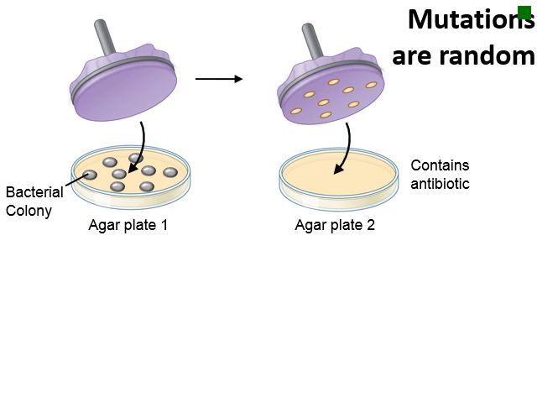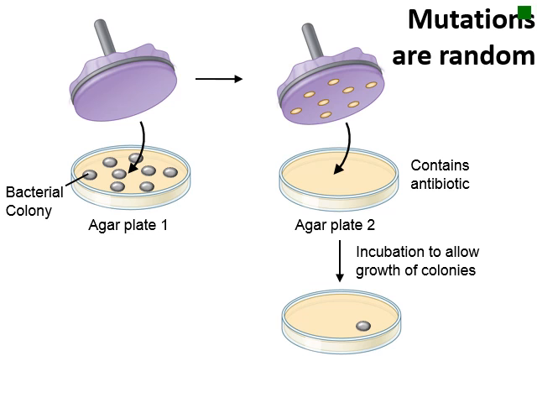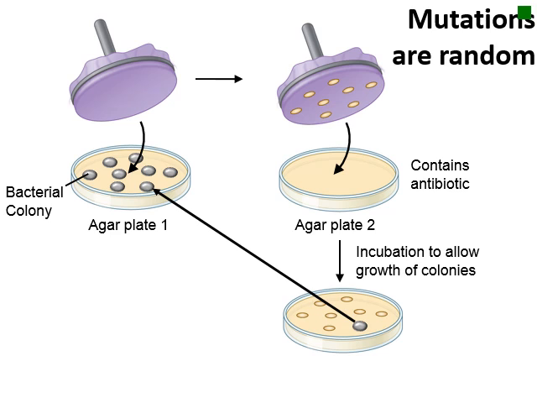This antibiotic should kill the cells. After incubating the plate, what the Lederbergs found was that not all the bacteria died. At least one colony was able to grow on the plate. Because of the replica plating technique, they are able to go back to the original plate and find the original colony growing in that location.